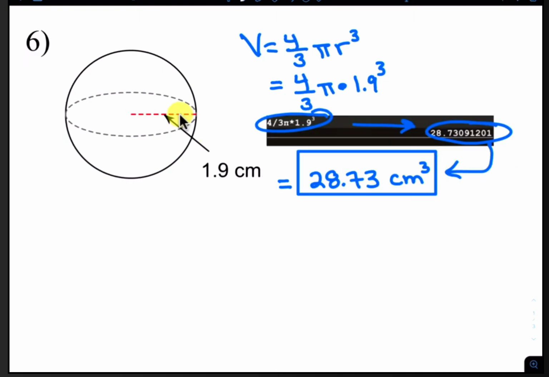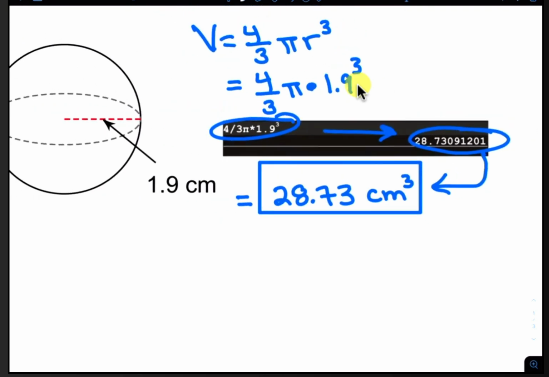And here's number 6. We have a sphere again. This time the radius is 1.9. And the volume is 4/3 times pi times the radius to the third power. Substitute 1.9 for the radius. We have 4/3 times pi times 1.9 to the third power. Here's your calculator screen. That's 4 divided by 3 times the pi times 1.9 to the third. And we get approximately 28.73 when we round it to the nearest hundredth.